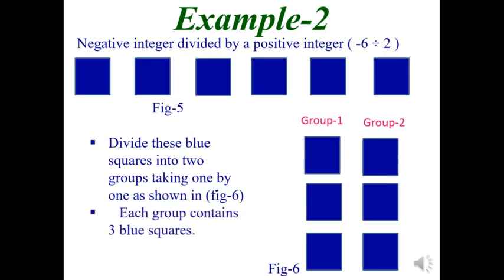So each group contains 3 blue squares. One blue square represents -1, so 3 blue squares means -3. So in each group -3 is there. So our answer: -6 divided by 2 is equal to -3. If we divide a negative integer by a positive integer, or a positive integer by a negative integer, then the answer will be negative.